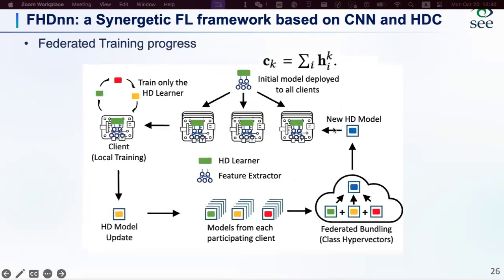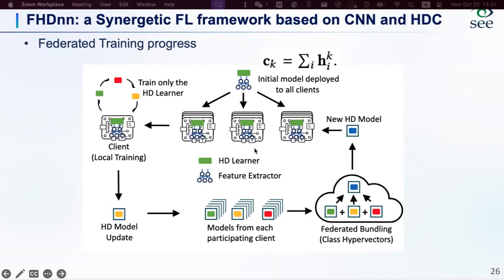Then for the federated training process, the whole process involves two steps: local training and federated bundling. These two steps work one after the other until convergence. Each client initiates the training process using a feature extractor and an untrained HD learner. Once the encoded hyperdimensional vectors are obtained, the system bundles the hyperdimensional vectors of the corresponding class together to create class prototypes.